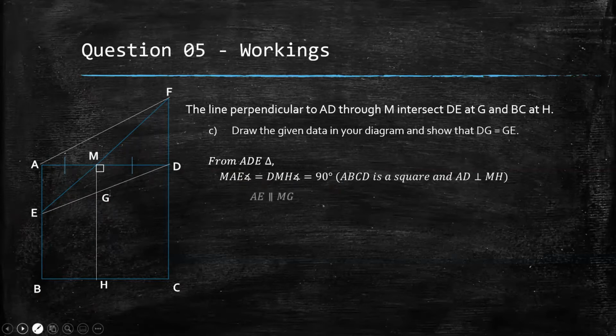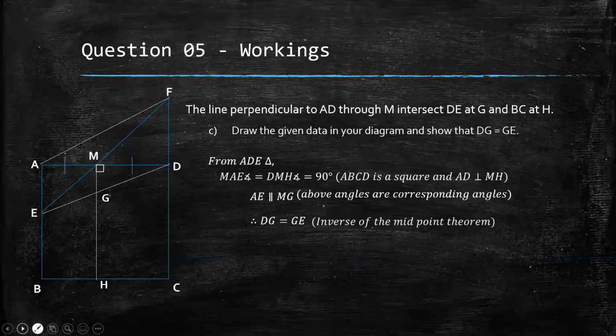Thereby, AE will be parallel to MG because these angles are corresponding angles. Therefore, this AE side and MG will be parallel because of the corresponding angles. And by the inverse of the midpoint theorem, we can state that BG is equal to GE.